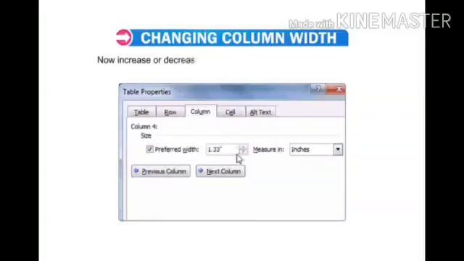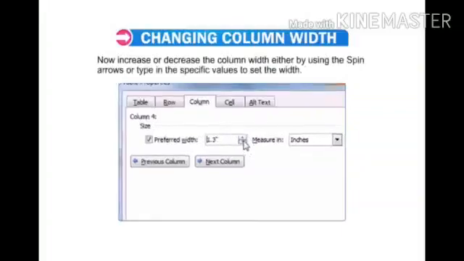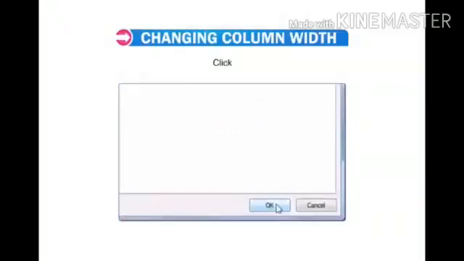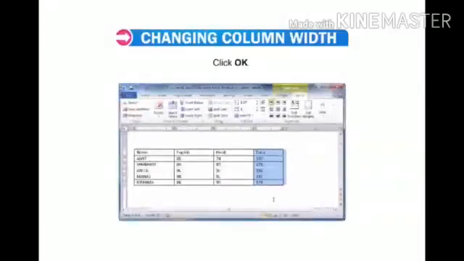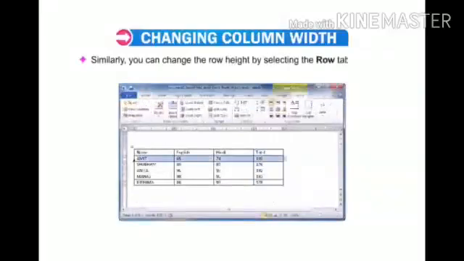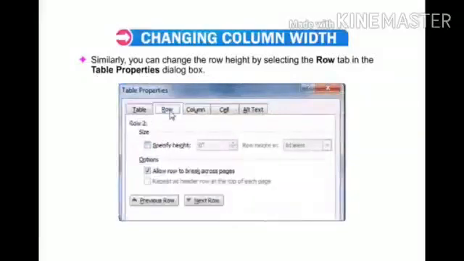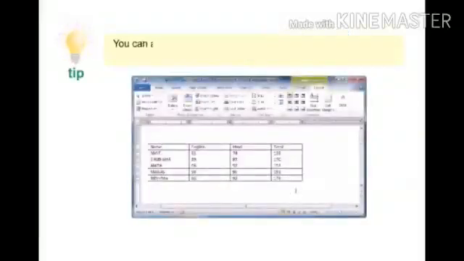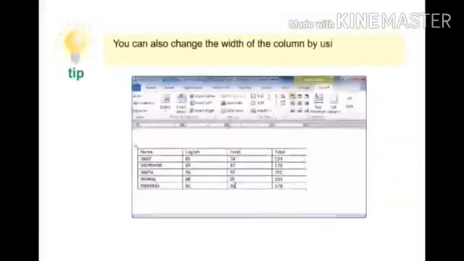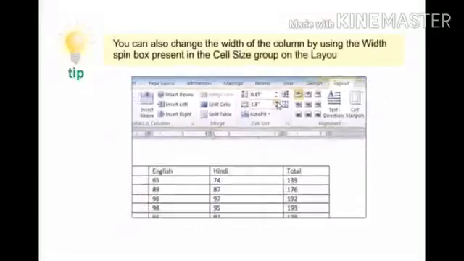Now increase or decrease the column width either by using the spin arrows or type in the specific values to set the width. Click OK. Similarly, you can change the row height by selecting the Row tab in the Table Properties dialog box. Students, let me share a tip that you can also change the width of the column by using the Width spin box present in the Cell Size group on the Layout tab.